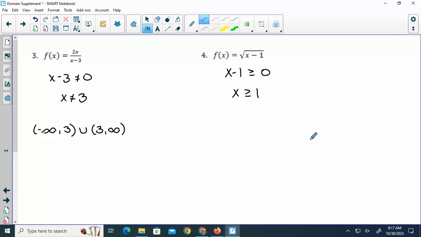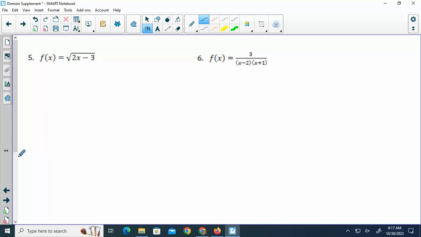How would I write that in interval notation? It's starting at 1 because of equal to, we get a bracket, and it's everything greater than that. So far, so good? Let's look at this one.